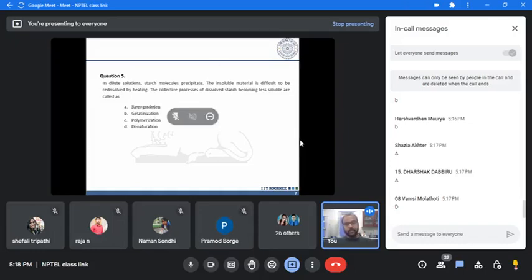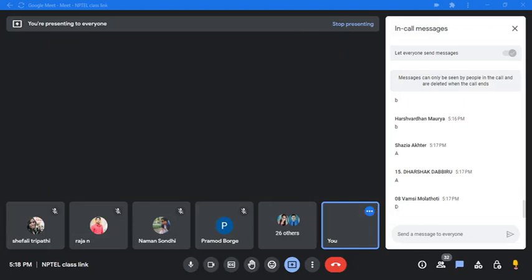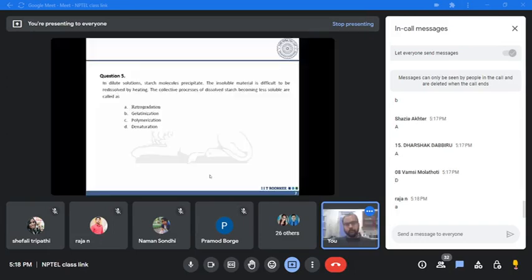Vamsi is saying D. Okay, Rajayan also saying A. Okay, good.